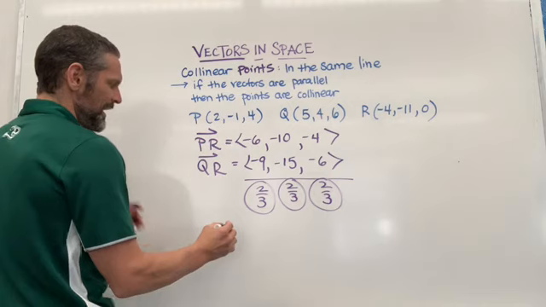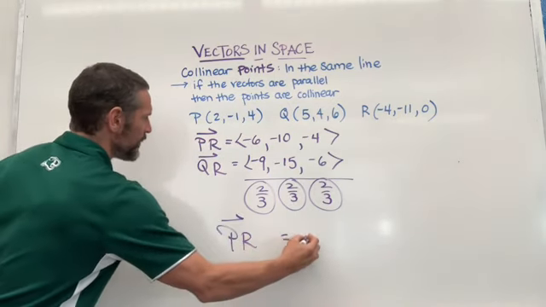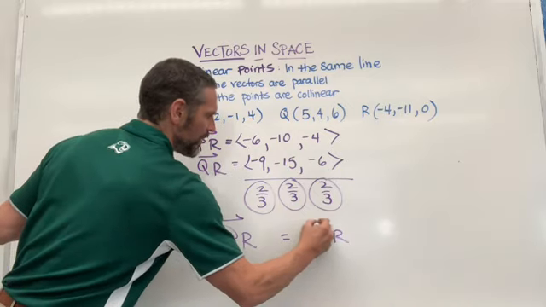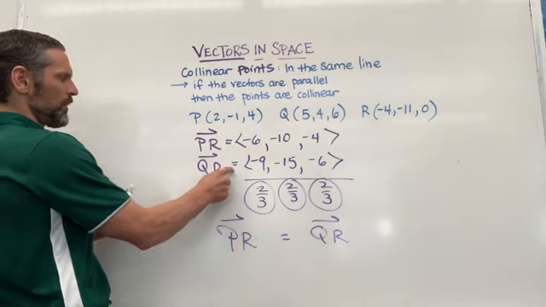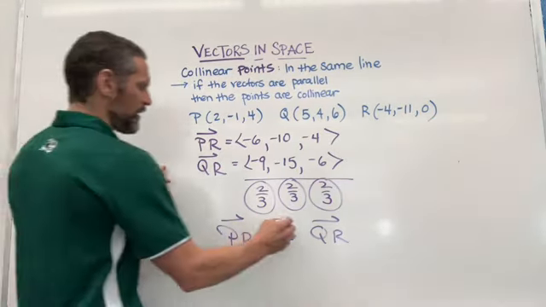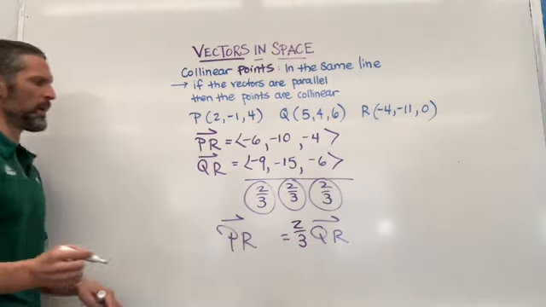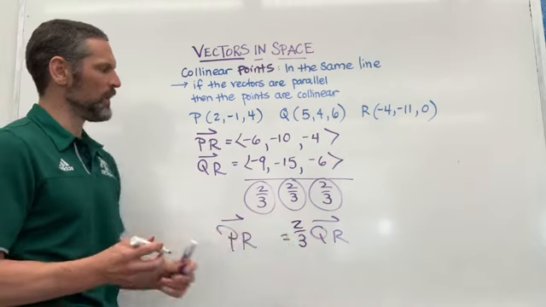So I can't say that vector PR is equal to vector QR. They're not equal. Which one is bigger? Well, clearly QR is bigger. So I'd say 2/3 of the big one is equal to the small one. Or you could say 3 over 2 PR is equal to QR.